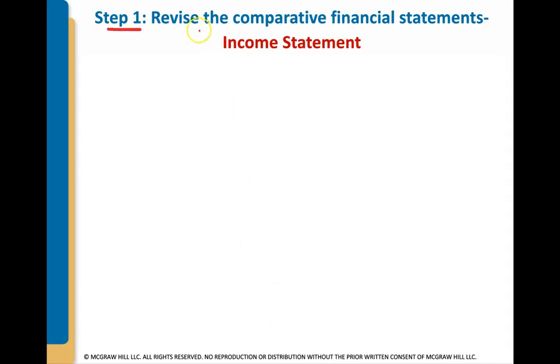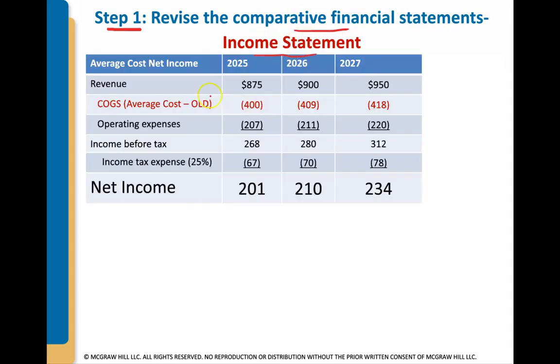Step one is revise the comparative financial statements. Now, depending on the type of method that's involved, there will be different accounts in the income statement versus different accounts on the balance sheet that will need to be revised. Okay, so first we're going to go through the income statement, and you have to change the actual income statements on the face of the financial statements.